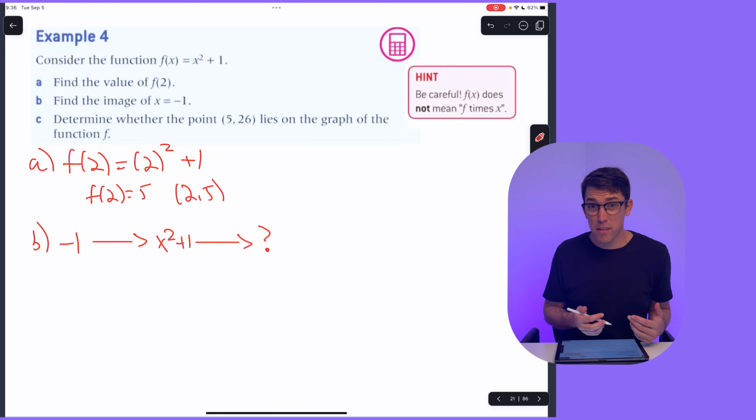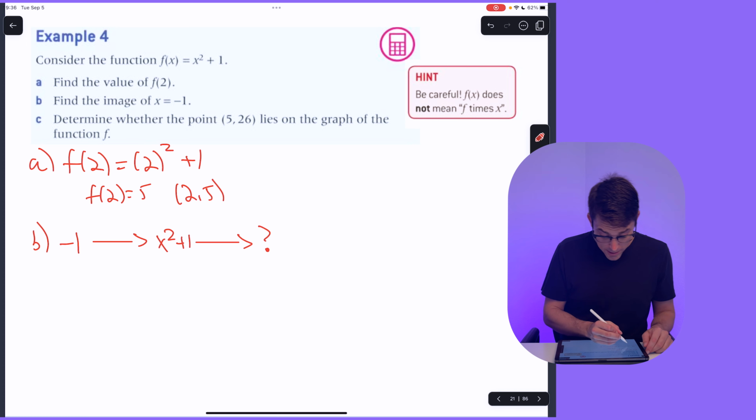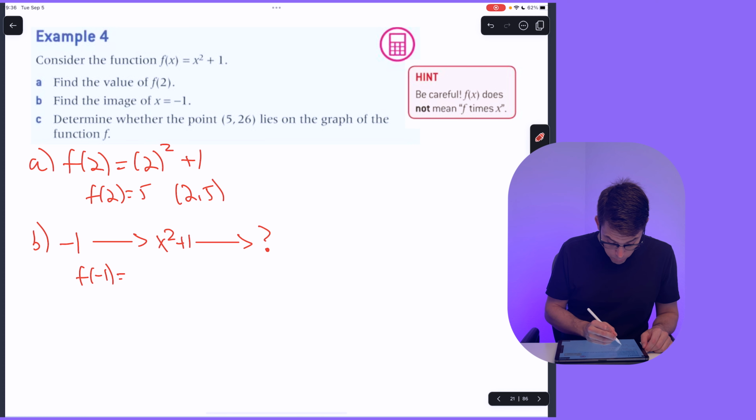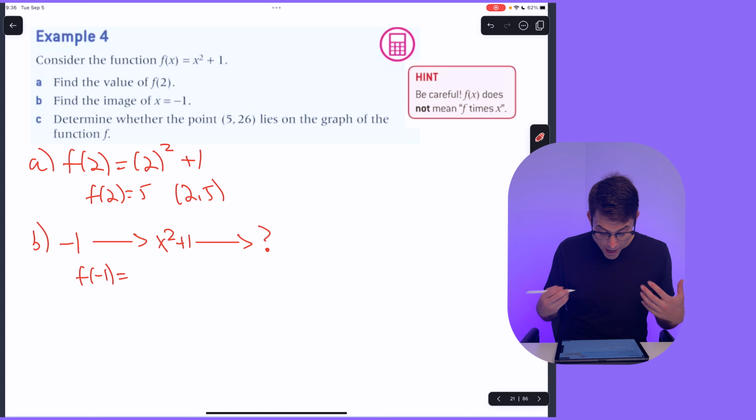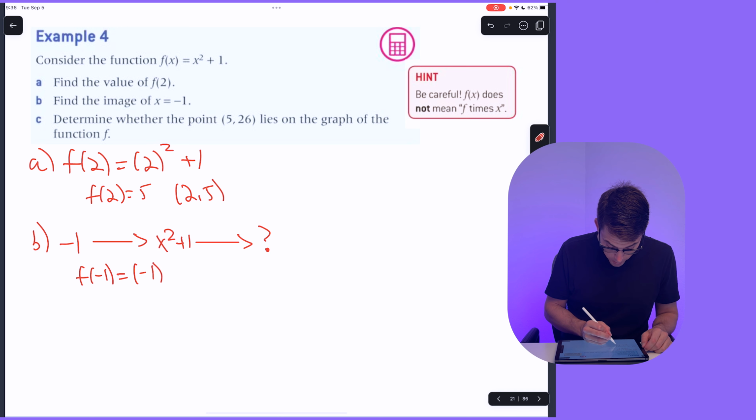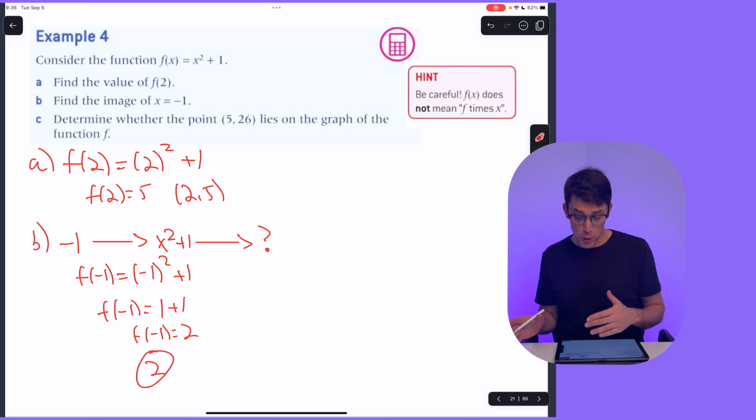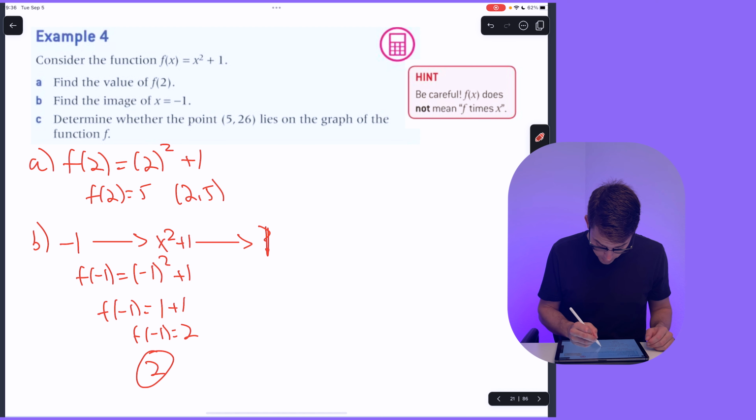Another way of thinking about this, similar to what we just did with A, is to write it as f of -1, because that's what we want. We want to input -1 into this function right here and get out a value. So it would be (-1), remember those parentheses, squared plus 1. So f of -1 would be equal to 1 plus 1, f of -1 equals 2. So the image of -1 is 2. Let me go ahead and erase this right here and replace that with a 2.